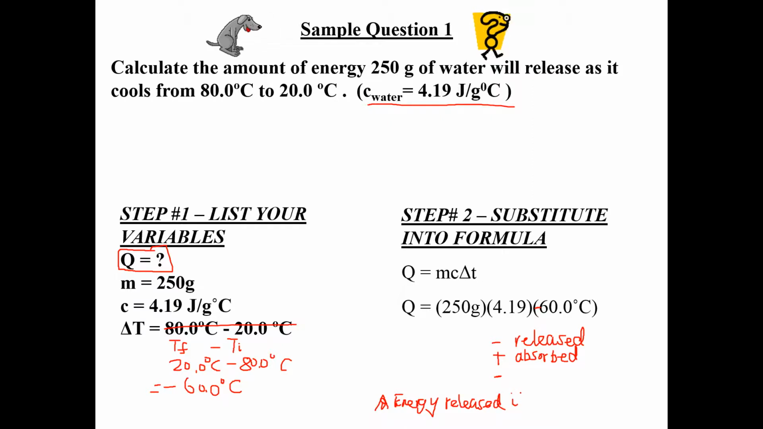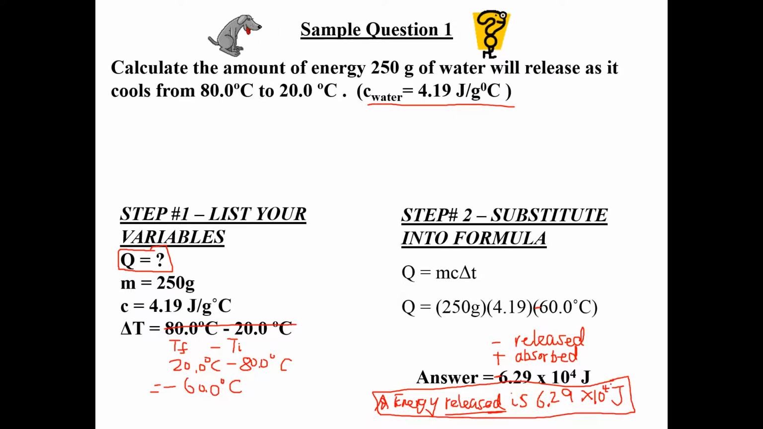Energy released has no sign. Released is already negative, right? Just like vectors, you do not have to say negative, negative. So the energy released is 6.29 times 10 to the 4 joules. Hopefully we're comfortable working with negative numbers from the physics unit, and we're able to work with negative Q here. What does it mean? Negative means released, positive means absorbed.